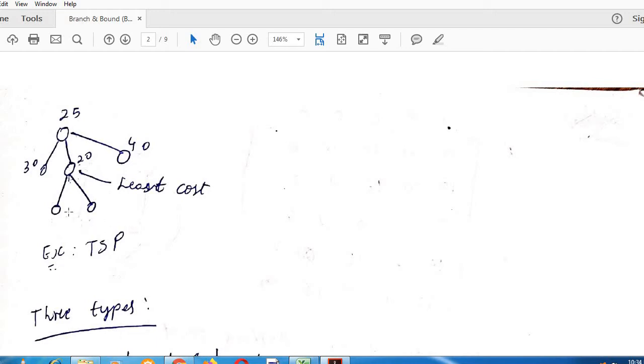Again, in the next level, when we traverse, we'll calculate the cost for these two nodes. Then I will ignore the upper bound node and consider only the lower bound. So the algorithm itself is called least cost branch and bound algorithm. We'll consider only the least cost or lower bound node, and then continue traversing from that particular point.